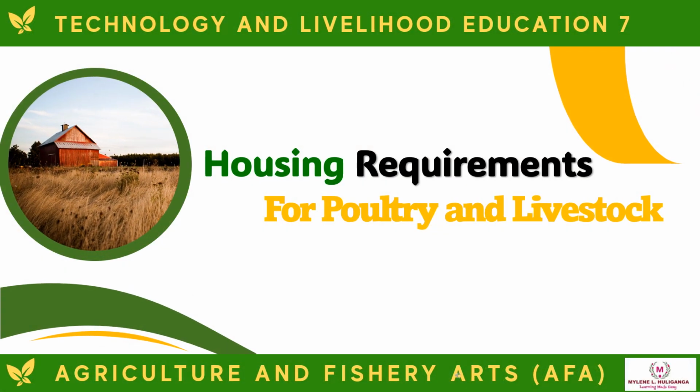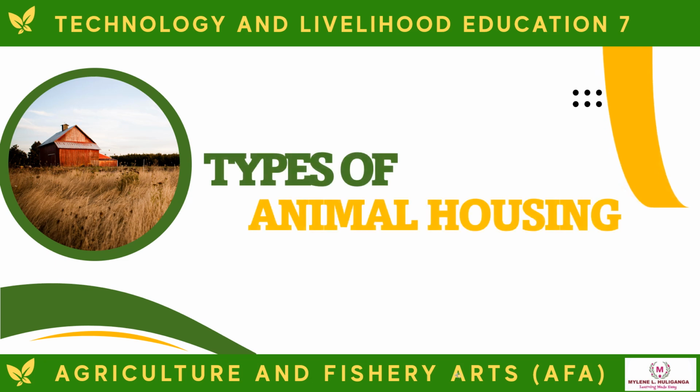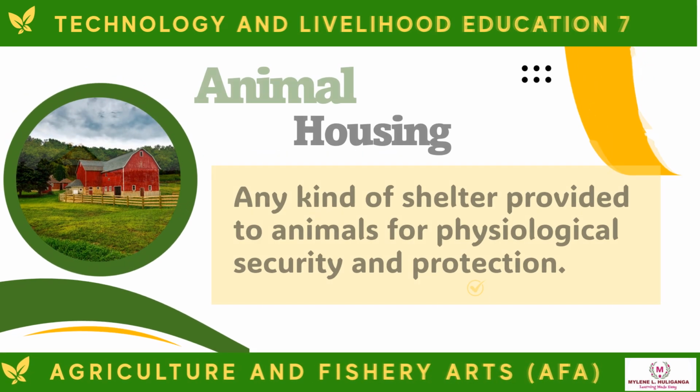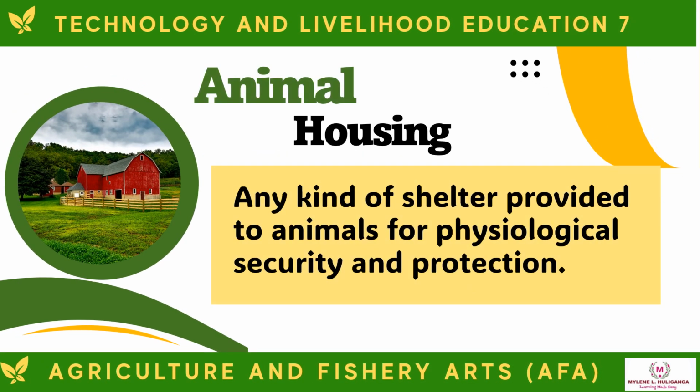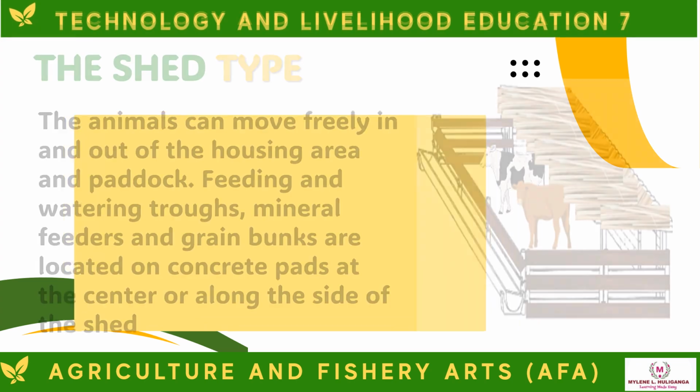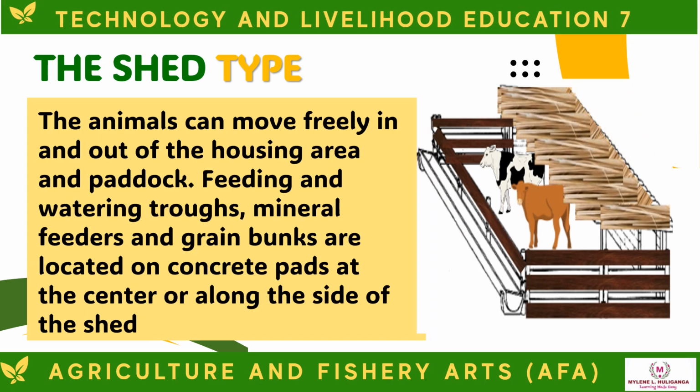Housing requirement for poultry and livestock. The following are the types of animal housing. Animal housing is any kind of shelter provided to animals for physiological security and protection. The shed type of housing.